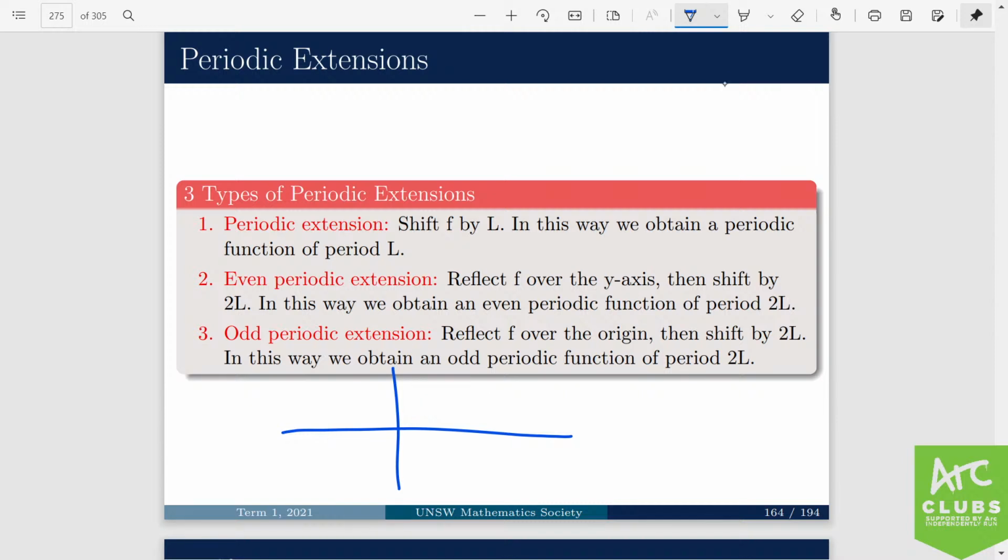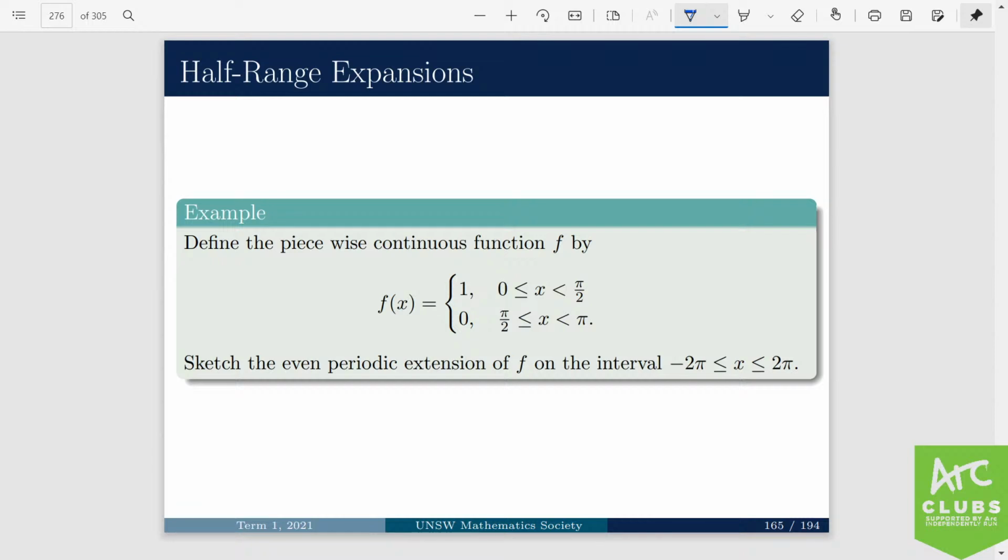If we have this, we can reflect it over the y-axis, so we get this, and then we can repeat it with a period of 2L, so we get something like that. Or, if we got this, we can reflect it over the origin, so we get something like this, and then we shift it, and then we get something like this, which goes on forever. So correspondingly, they're called just a periodic shift, an even shift, and an odd shift.